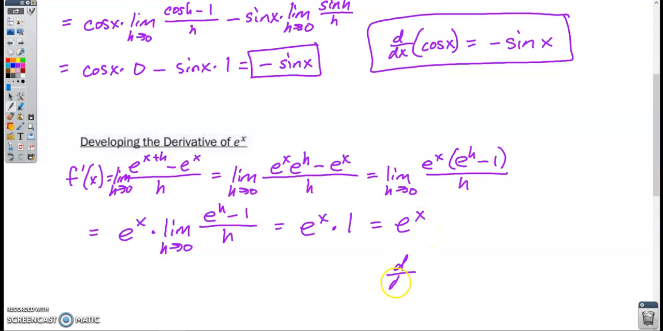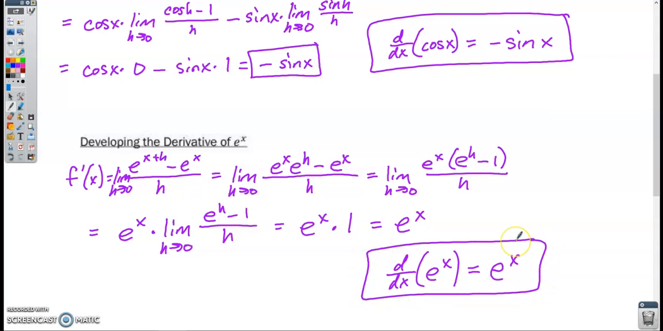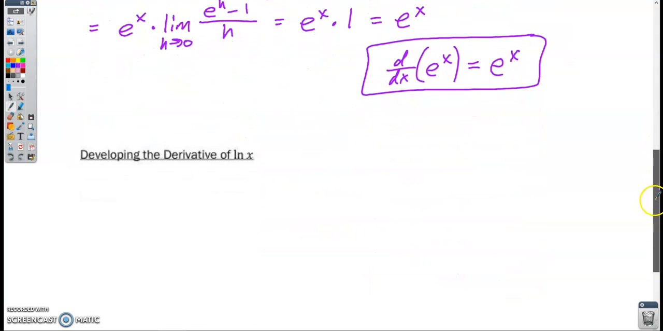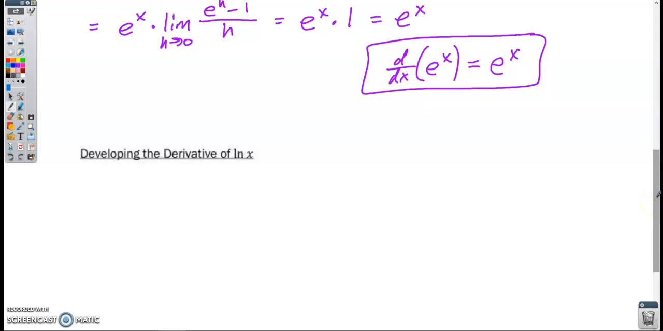And so we've now verified the rule that we speculated about, and that is that the derivative of e to the x is e to the x. Now, this last one, the derivative of the natural log of x, I mentioned last time that I was going to give you a lot of help on this one. This is kind of challenging to do with the limit of the difference quotient.